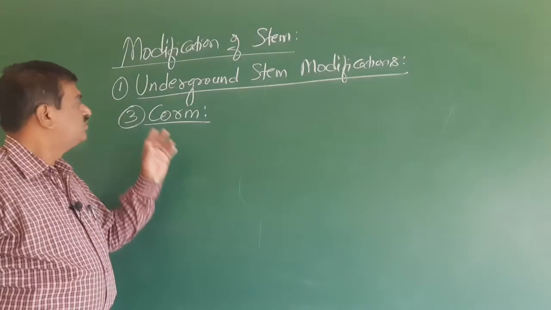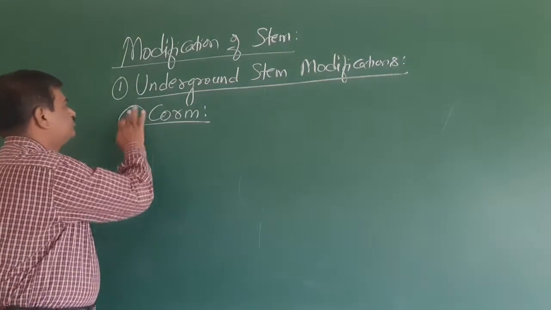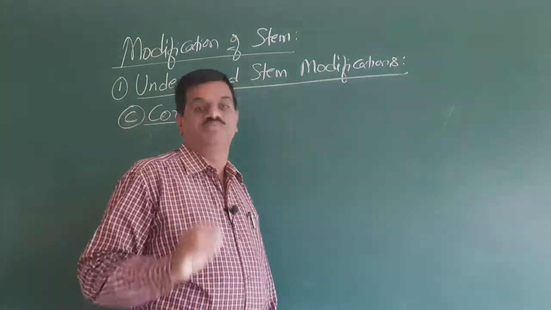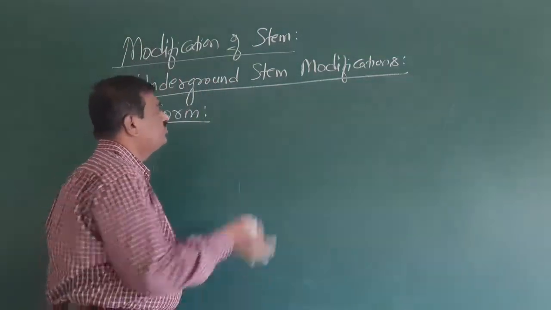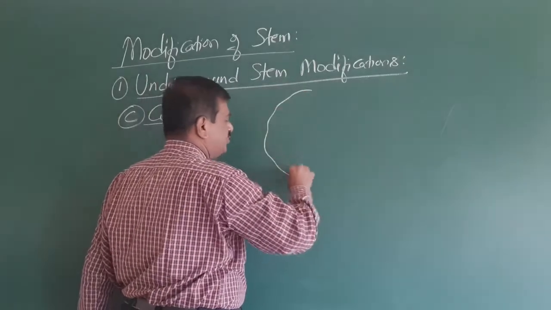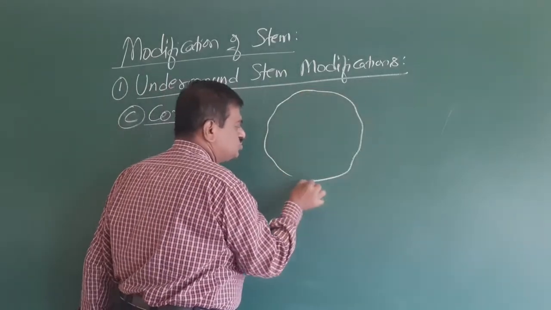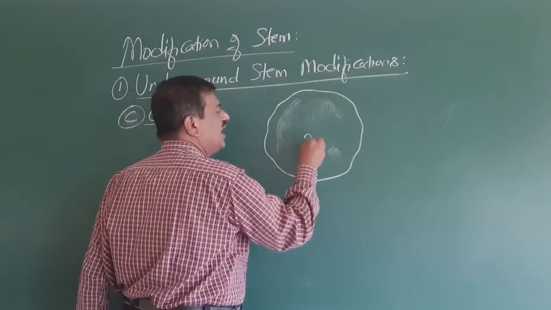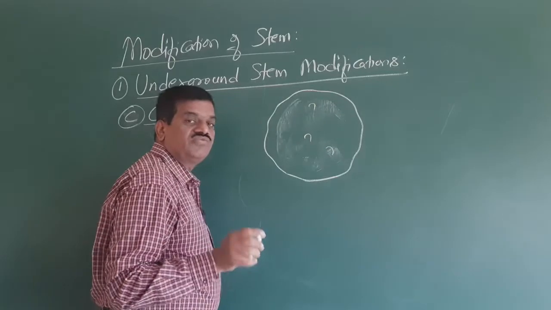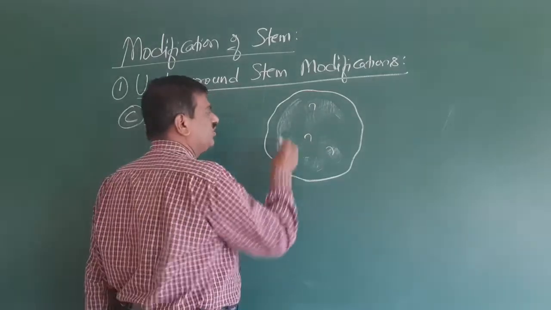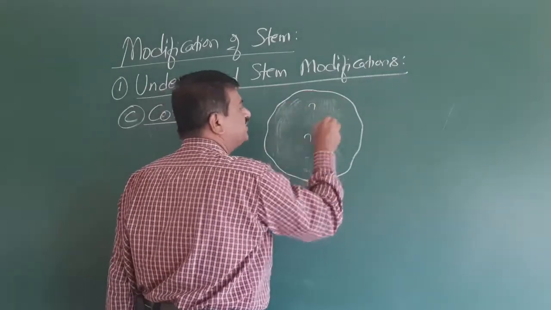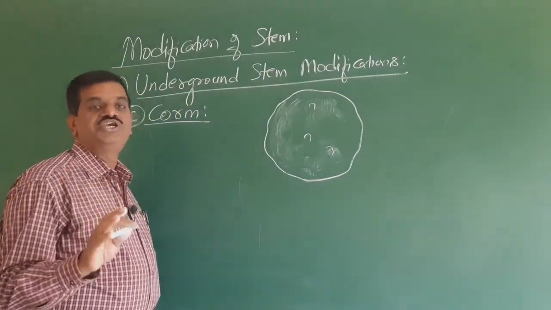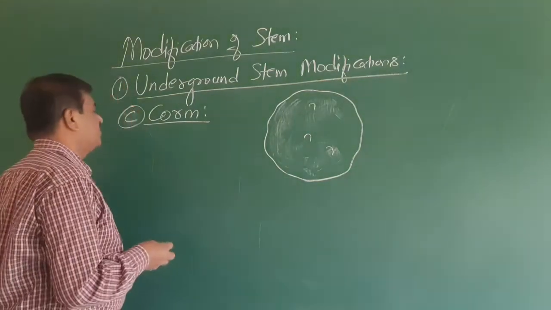We start with the next one, called corm. Corm is again an underground stem, usually large and spherical shaped, covered by a browny scaly leaf. It has a nodal region with axillary buds, and it is usually cut, giving rise to a new plant. Hence, it helps in vegetative propagation.